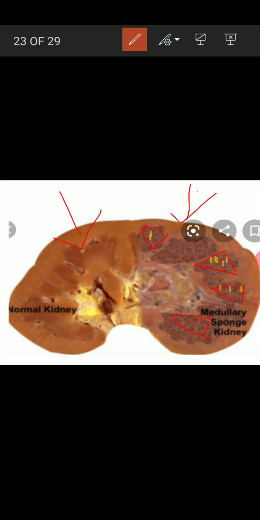These cysts are small and numerous, and they lead to poor drainage of urine, making it easier for stones to form. So in medullary sponge kidney, there is increased risk for development of renal stone and UTI, that is urinary tract infection.